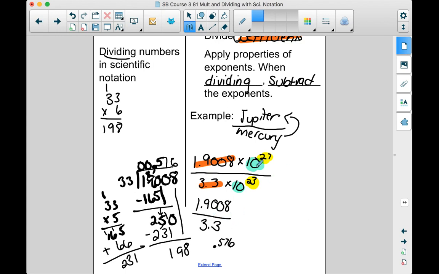So now I have to look over here. I have to look at my base and my exponents. My base is 10, my exponent is 27, my other exponent is 23. So I subtract my exponents because I'm dividing and they have the same base. 27 minus 23 is 10 to the 4th. And I can multiply that.